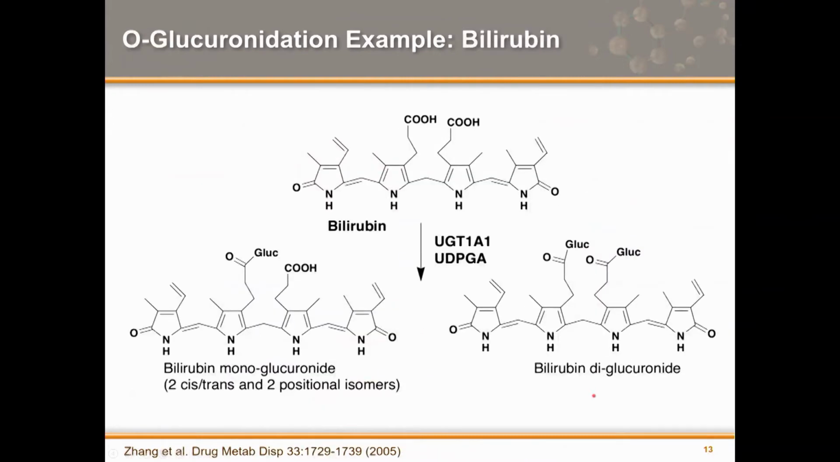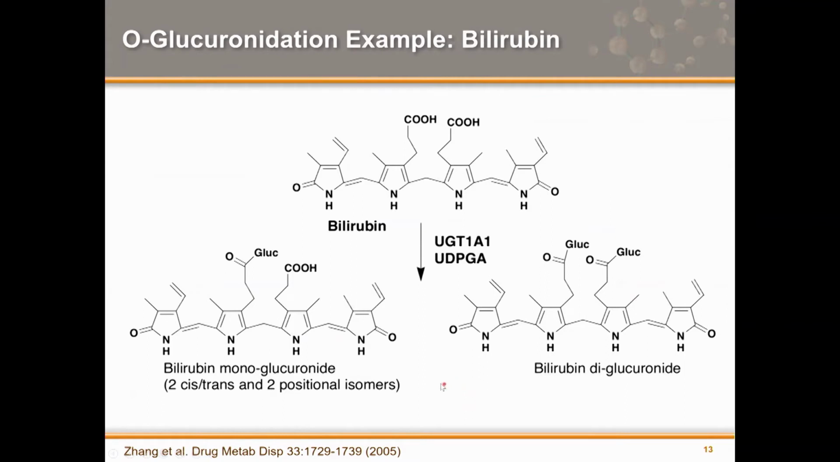Another example of O-glucuronidation is with bilirubin. Both of the carboxylic acid groups on bilirubin can be glucuronidated, in this case by UGT1A1. And we find both the bilirubin monoglucuronides as well as the bilirubin diglucuronides being formed. This is an interesting pathway. It's a mechanism for elimination of bilirubin.